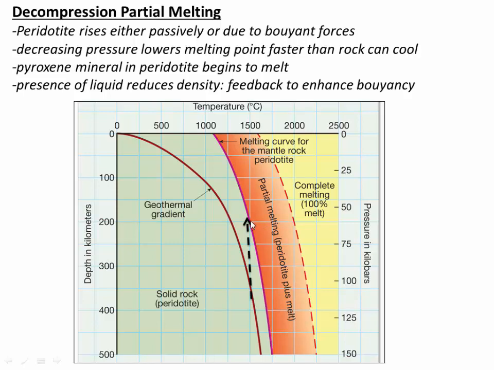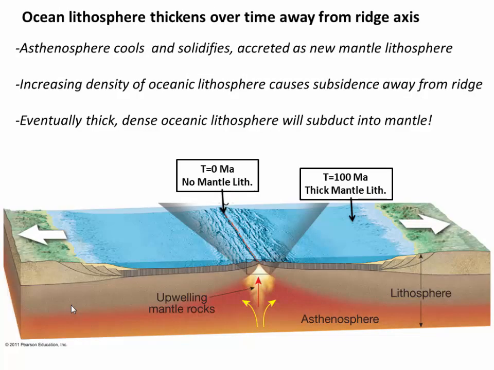One interesting note is that this partial melting is essentially a feedback. As melting occurs and liquid starts to accumulate, it essentially reduces the density of the rock, which creates even more buoyancy and causes the rock to rise upwards even faster, triggering more melting. So that's how we generate melts at a spreading ridge, and that's how we generate oceanic crust.